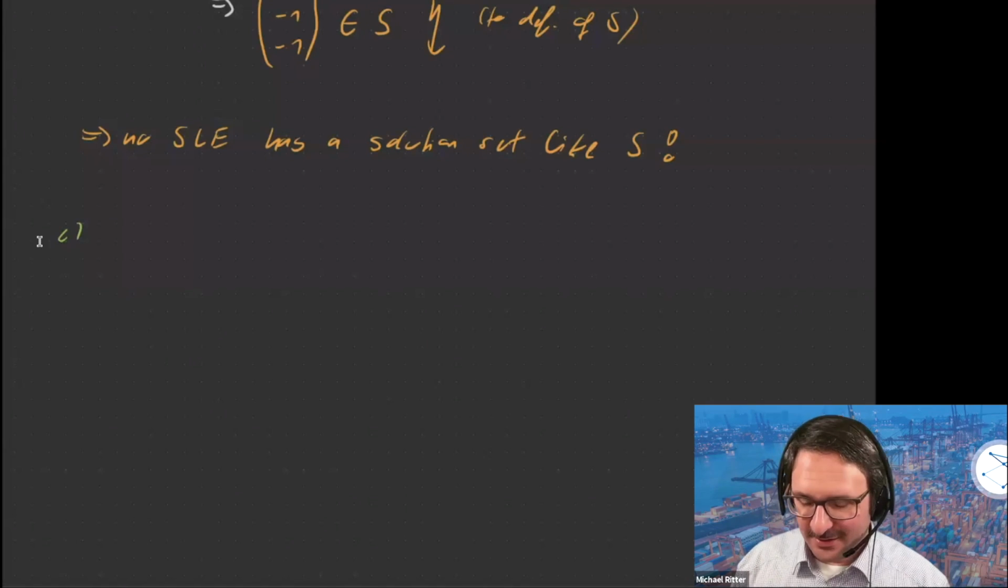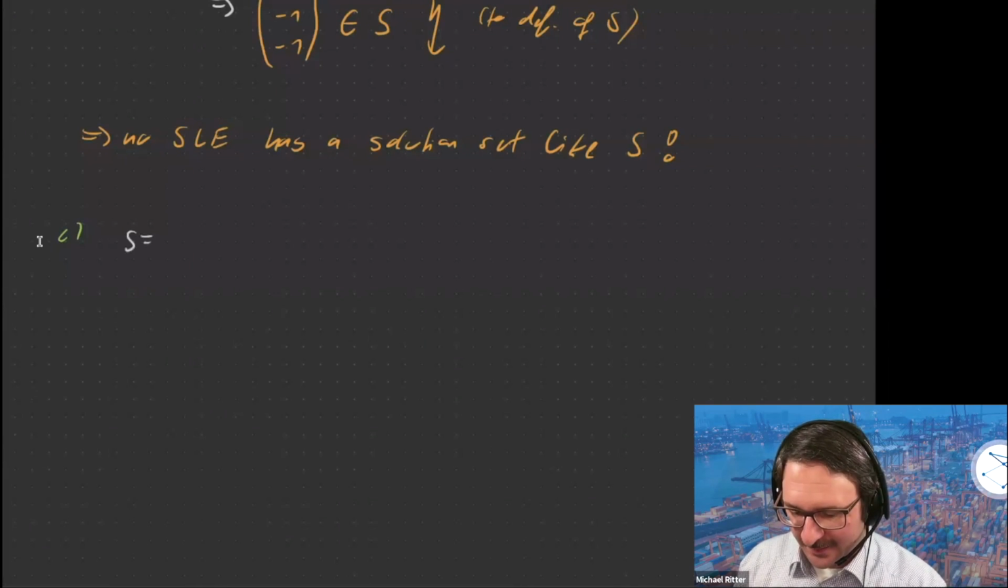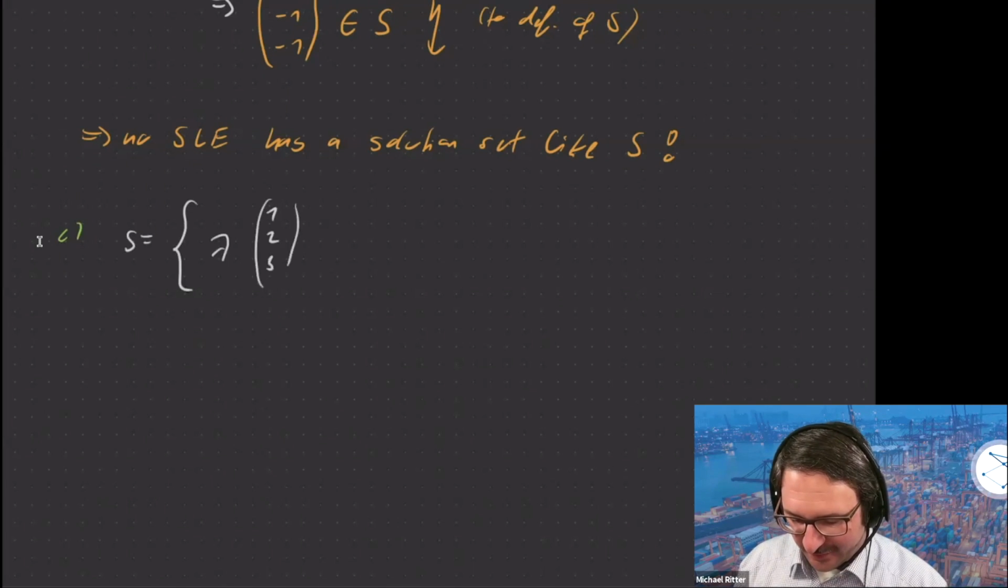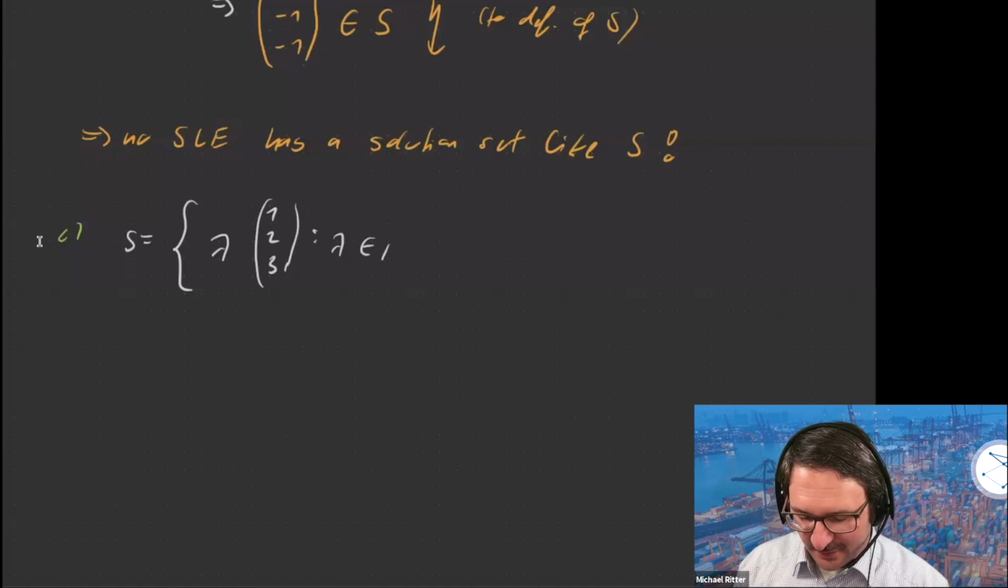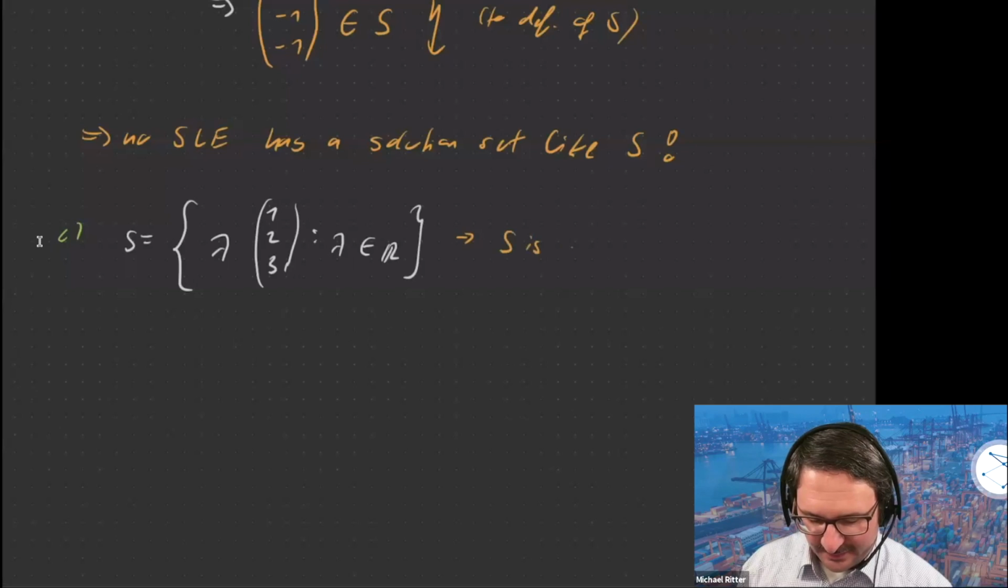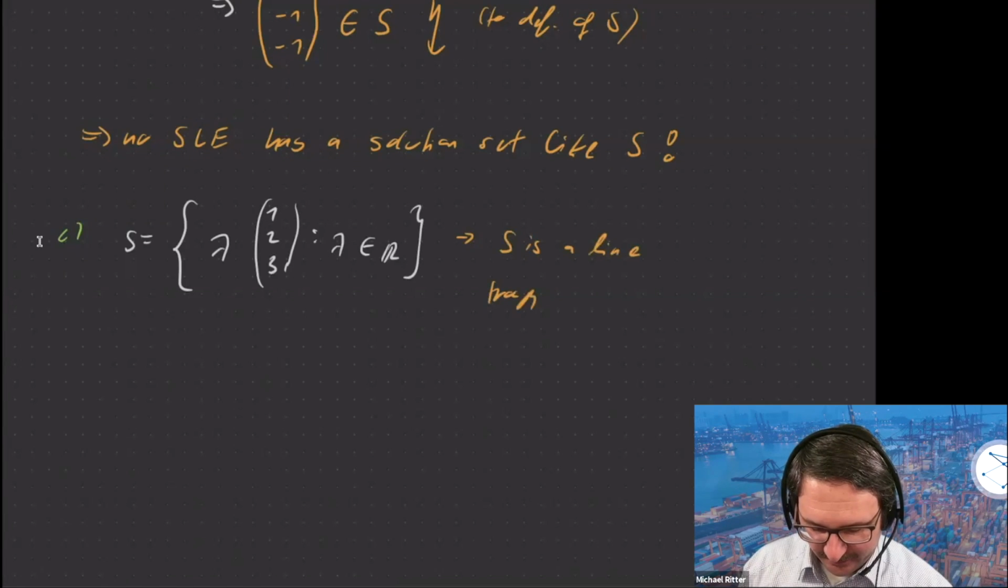So let's move on. C. Now, basically, that's almost the same thing as in B, but without the problems of B. So what we have is lambda times a vector, 1, 2, 3 in that case, and now lambda in R. So this space here geometrically, this is a line, and that line passes through the origin.